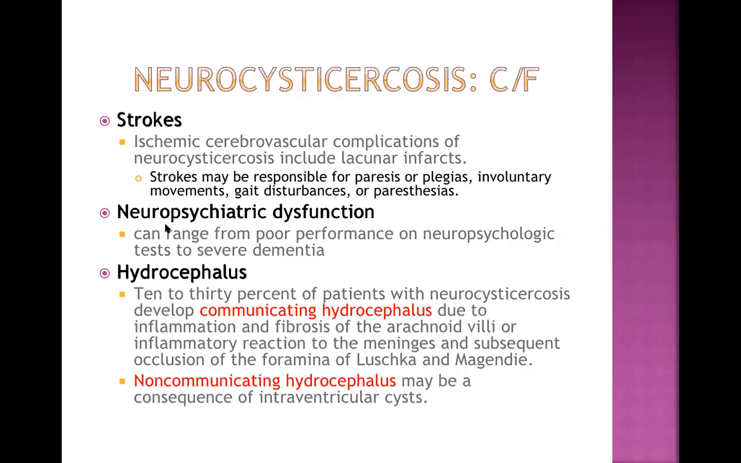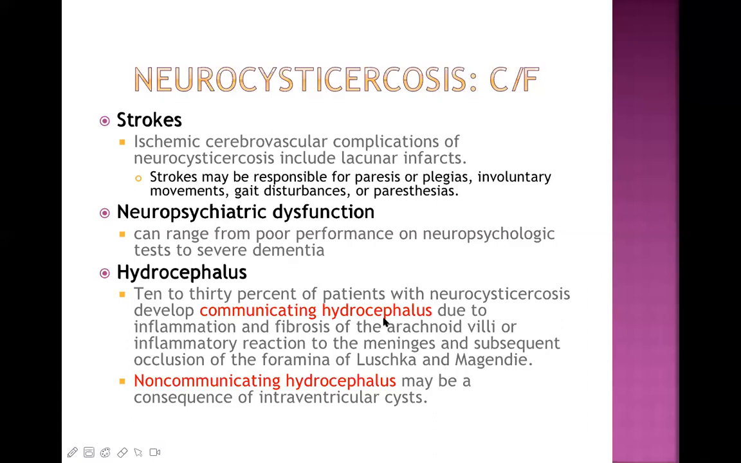Now, another one is a neuropsychiatric dysfunction. It may range from poor performance to severe dementia, because the brain is getting affected, especially if frontal lobe of the brain is affected by this neurocysticercotic lesion, then neuropsychiatric dysfunction can occur very commonly. Now, dementia means loss of memory. Now, hydrocephalus is another important problem. Both types of hydrocephalus can occur in this condition, communicating as well as non-communicating.